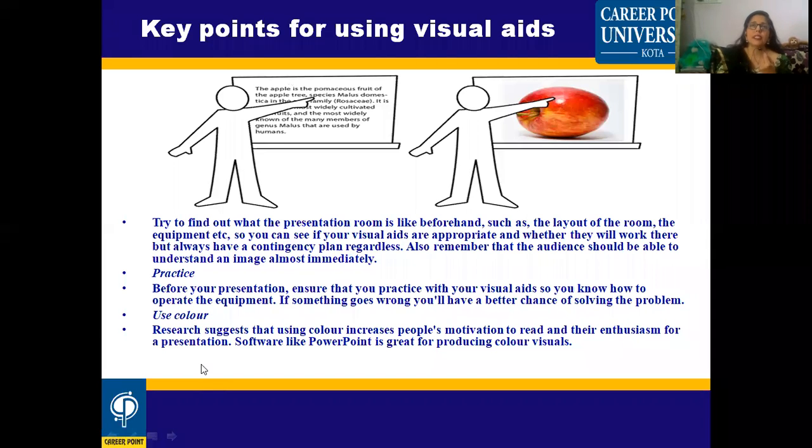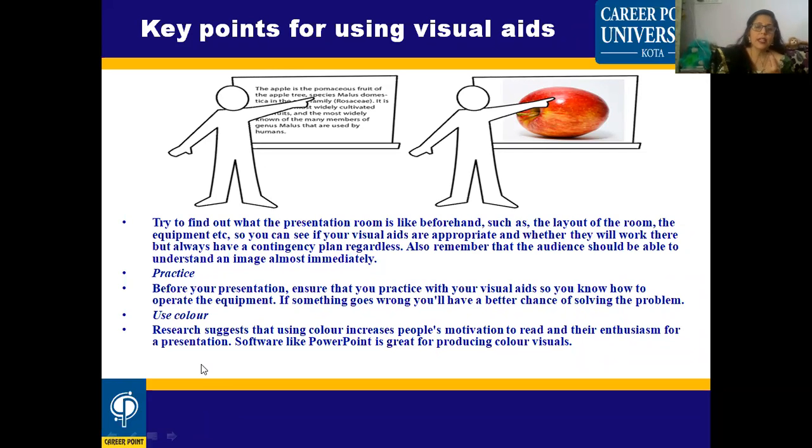Once you have decided that this sort of visual aid I'm going to use in my presentation, then it should be practiced prior to presentation so that whatever problems you may receive during your presentation, you are well aware of those problems prior to your presentation, and even you can eradicate those problems. You can find certain alternatives for the problems that you may receive while you present or while you deliver your presentation.